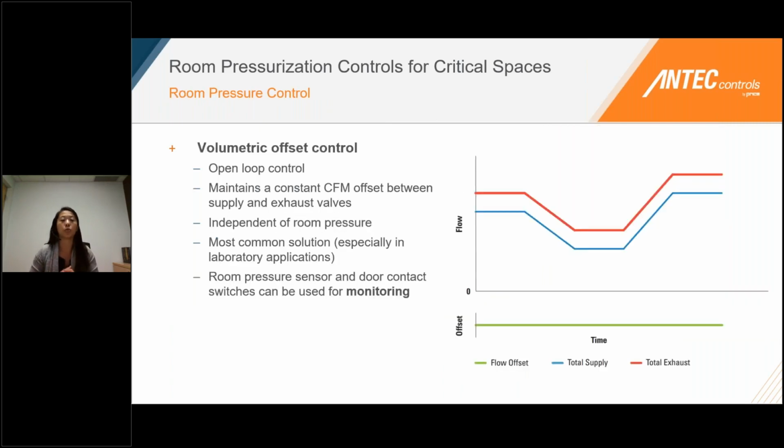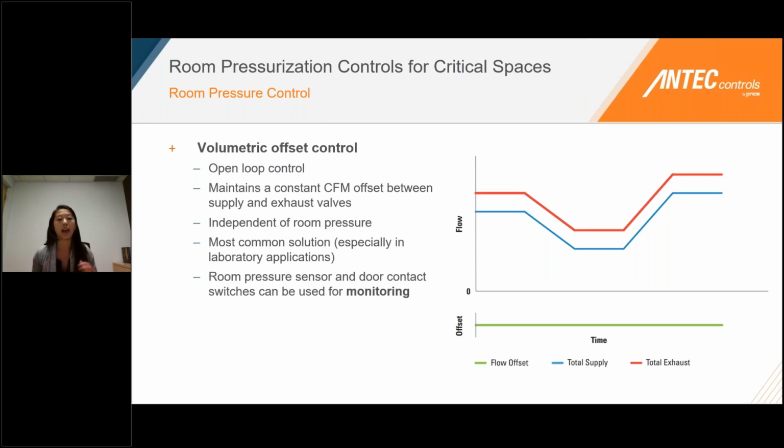So now moving on to the room pressure. Again, we talked a little about the primary containment, which is the fume hood itself. Now looking at the entire lab space itself, which acts as secondary containment. We can do room pressure control one of two ways. We can do a volumetric offset control, which you can see here is our open loop option. And then on the next slide, I'll talk a little bit about direct pressure control, which is our closed loop option.